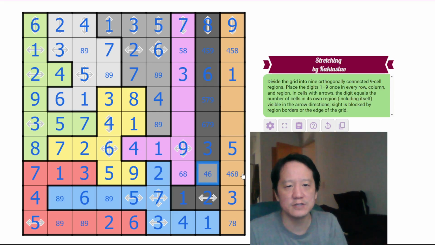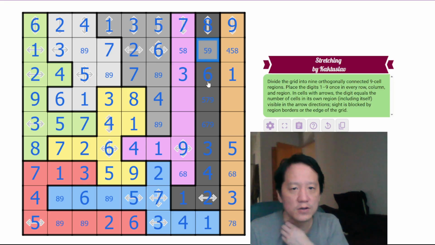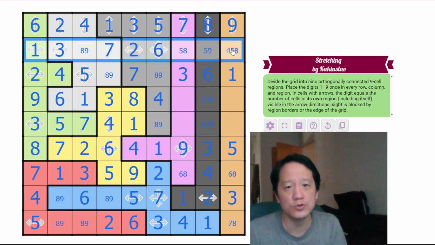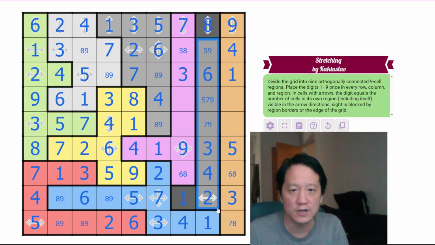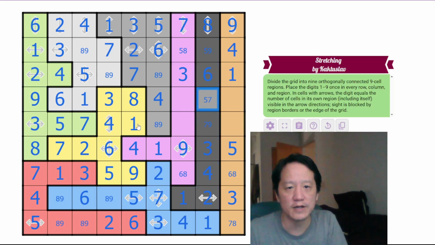6 eliminates 6 here, so it's 4. No 4 here. 4 eliminates 4 there. Where's 4 in row 2? It must be here. So that's 4. This can't be 6 anymore because of 6 in the column. 9 here eliminates 9 there. 7 eliminates 7 here, so this is 9, which makes this 5, which makes that 7.